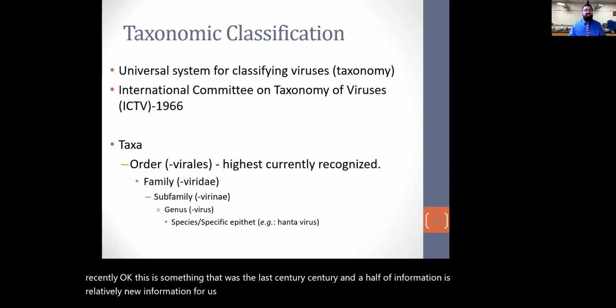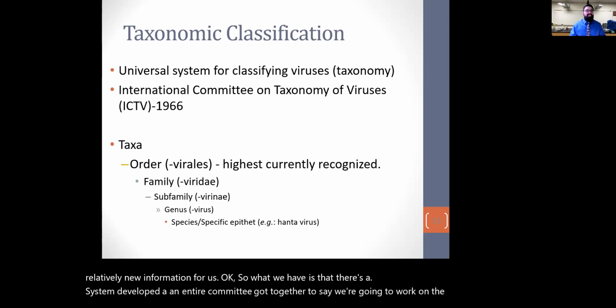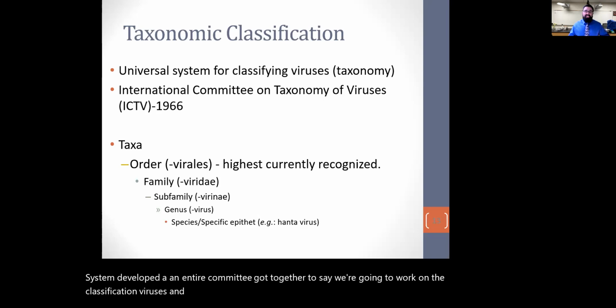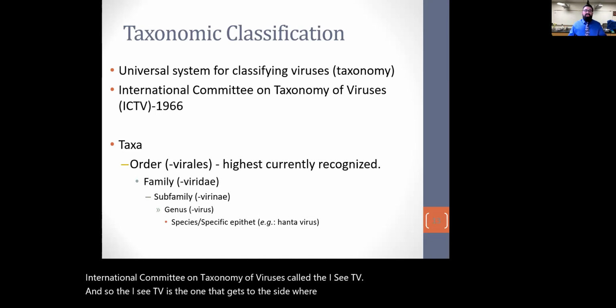So there's a system that developed, an entire committee got together to say, we're going to work on the classification of viruses. And so in 1966, they got together and came up with the International Committee on Taxonomy of Viruses, called the ICTV. And so the ICTV is the one that gets to decide where they fit. What's interesting about this, though, is that the problem is we don't have enough information behind them.